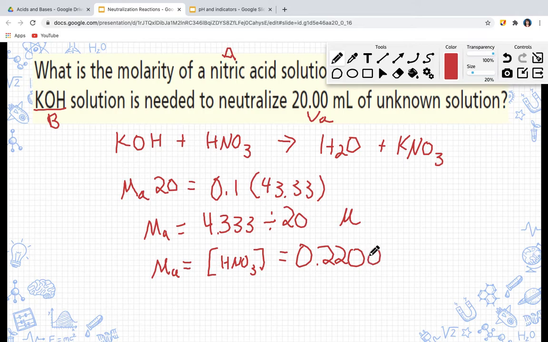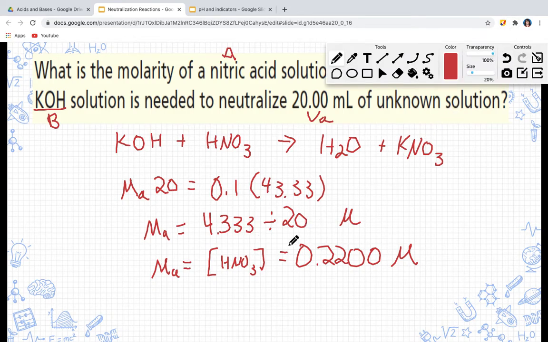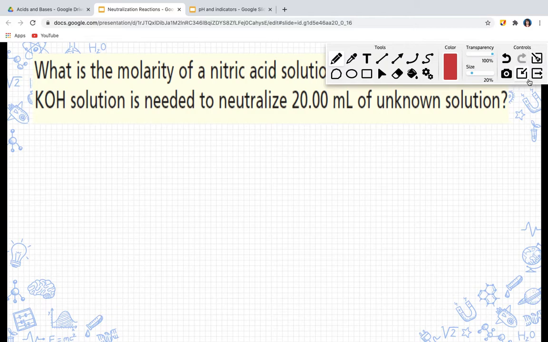I'm going to make it so we have the correct number of sig figs, which is 4. And that just happens to be the same molarity as the base from last time, which is why I was getting a little bit flustered there. But that works out amazingly nicely.